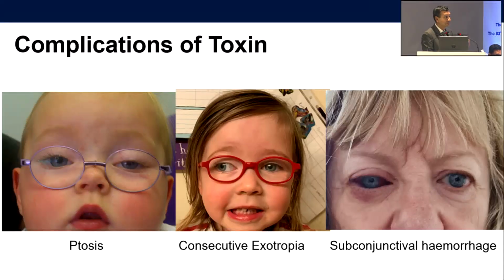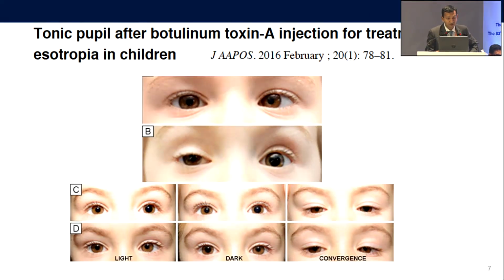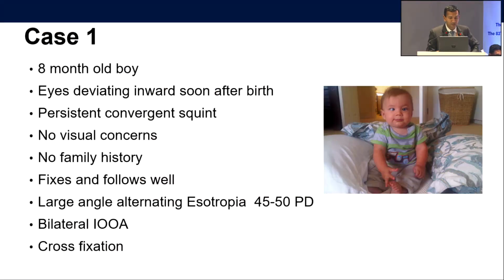I always say to them, you will see the eyes go out. It's a bit like resetting the system, so don't worry. And of course, some conjunctival hemorrhage, in some cases retrobulbar hemorrhage. And there's one case report on tonic pupil following toxin injection that resolved with pilocarpine.